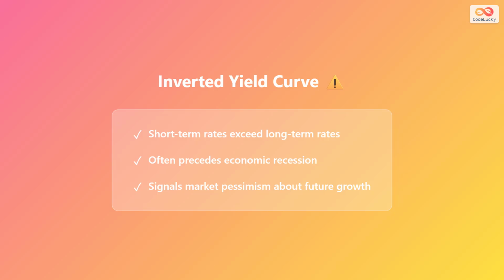An inverted or downward-sloping yield curve occurs when short-term interest rates exceed long-term rates, creating an unusual and concerning pattern. This inversion happens when investors expect economic troubles ahead and anticipate that central banks will lower interest rates in response to a slowing economy. Historically, inverted yield curves have been reliable predictors of economic recessions, often appearing several months before a downturn begins. When the yield curve inverts, it signals market pessimism about future economic growth and serves as an important warning sign for policymakers and investors.